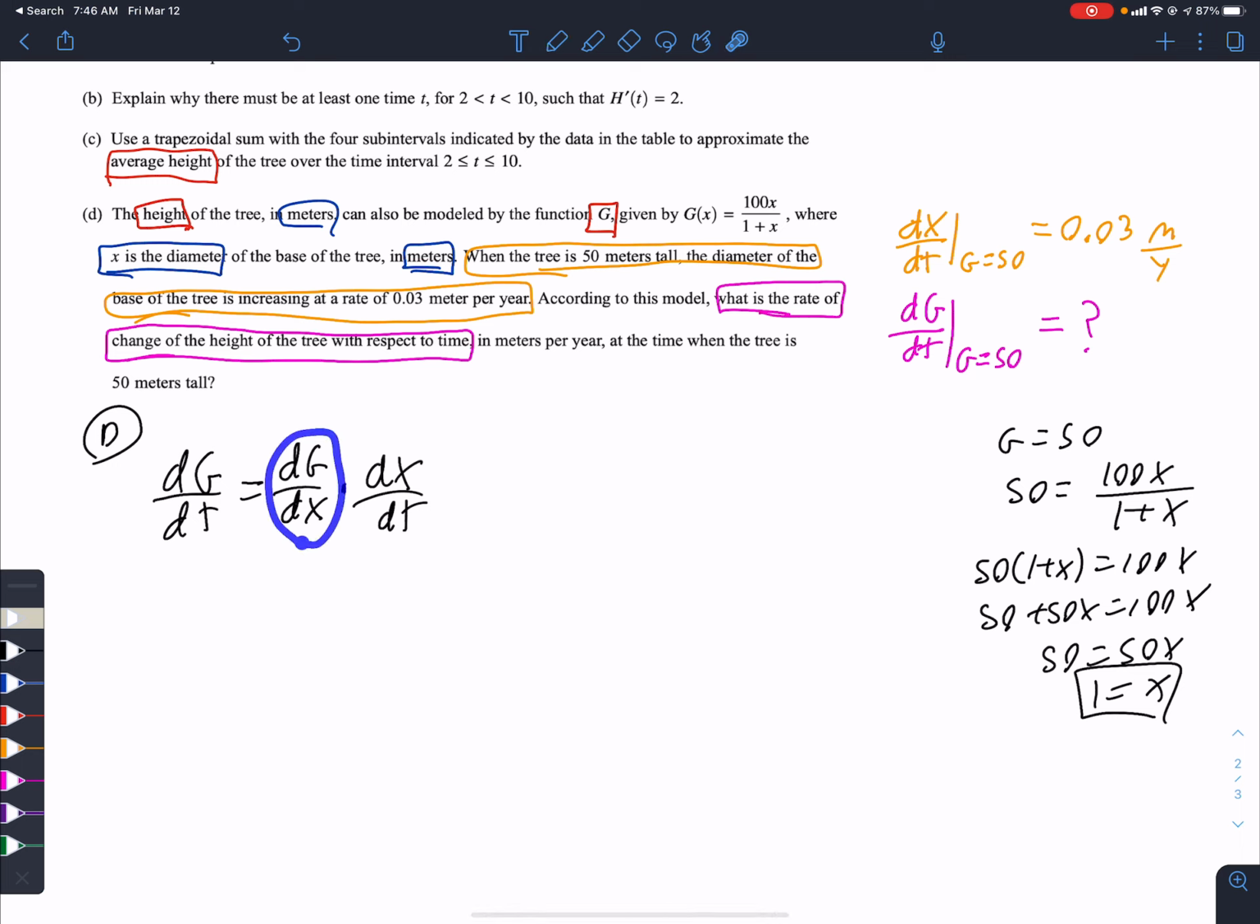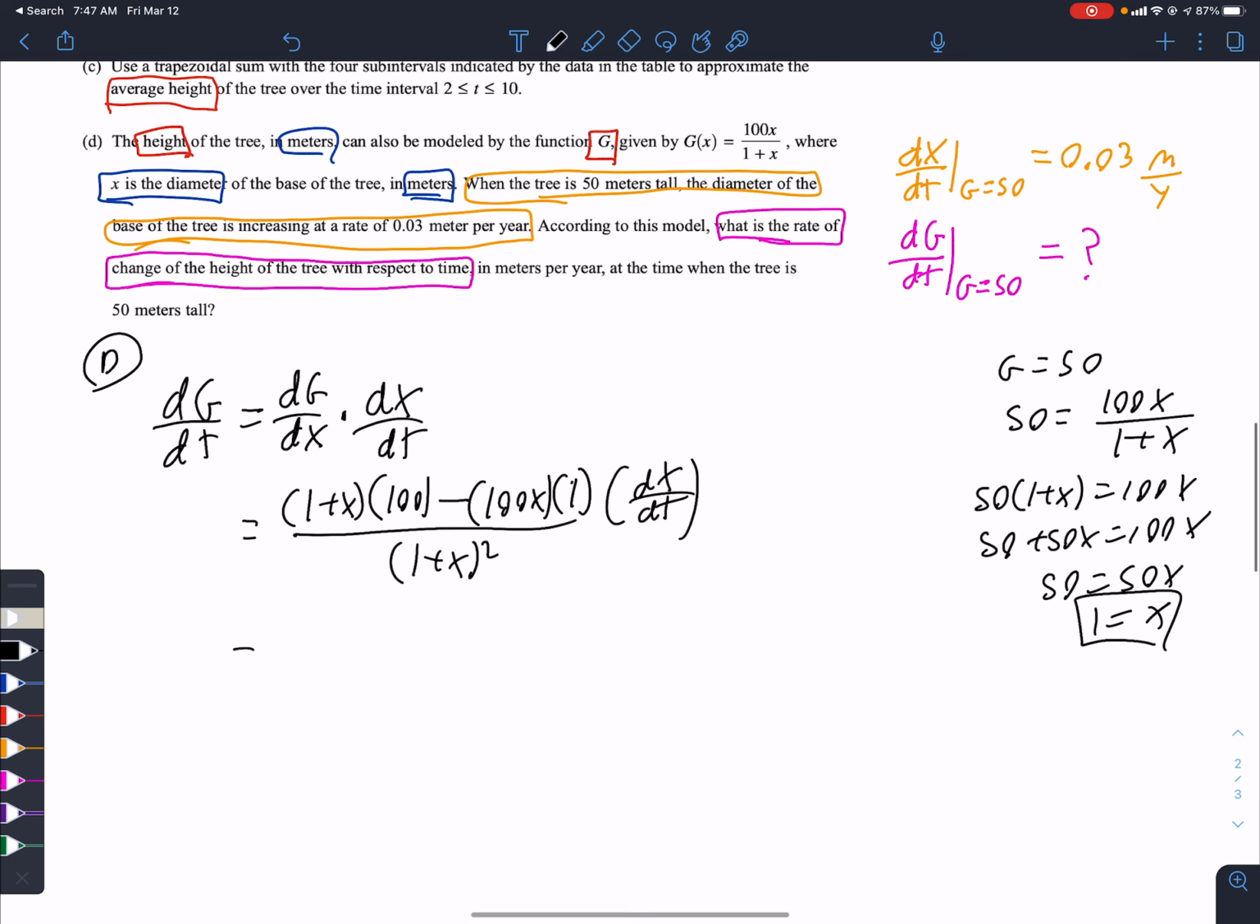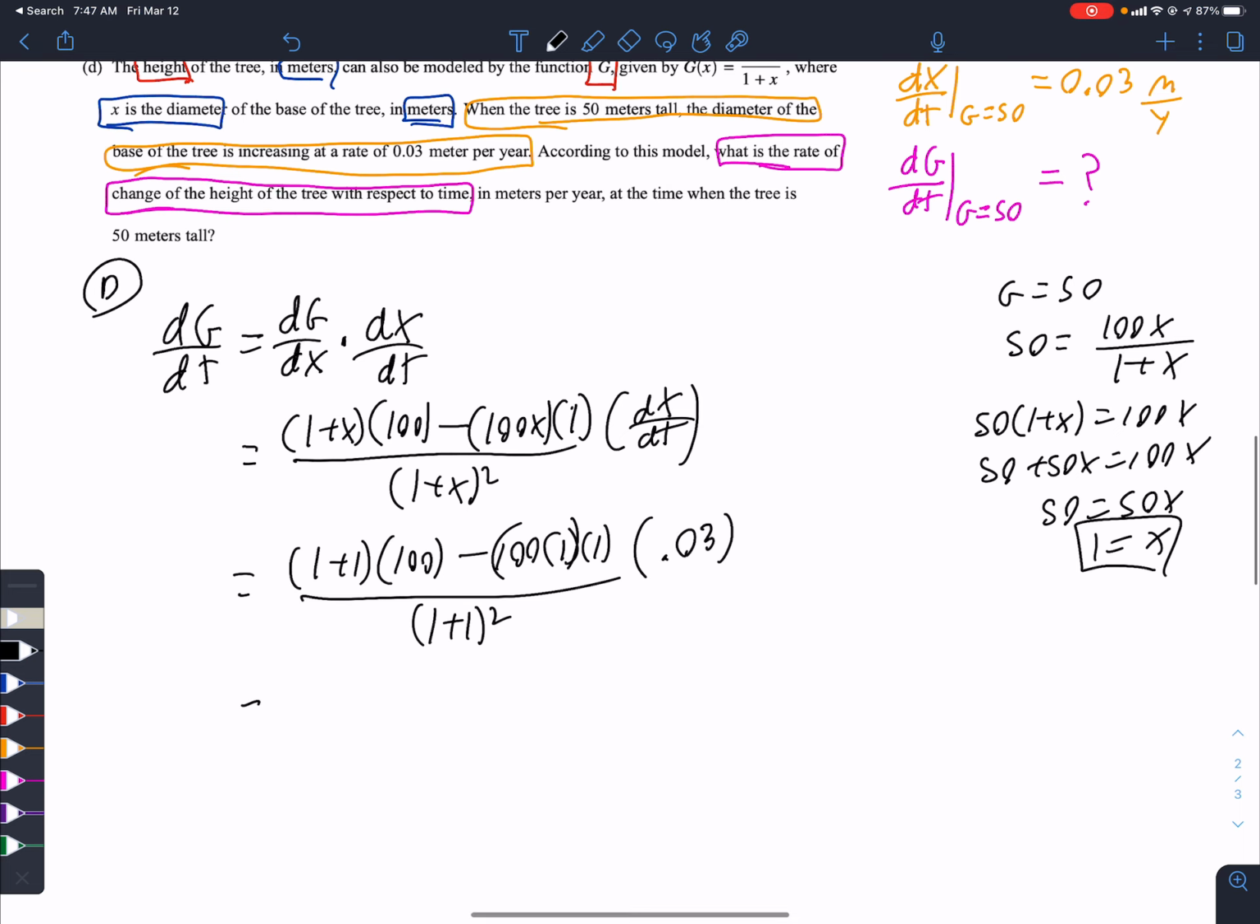Well, how do you do that? What's dg/dx? That's just going to be the derivative of this with respect to x. So that would just be low d high minus high d low all over low squared, times dx/dt, which we already calculated. I'll just leave it dx/dt. And then you just plug in 1 again for x like we found before. And this is 0.03. And what do we get on top? This is 200 minus 100. So it's going to be 100 times 0.03 over 4, which is 3 over 4. And that's the same answer as last time.